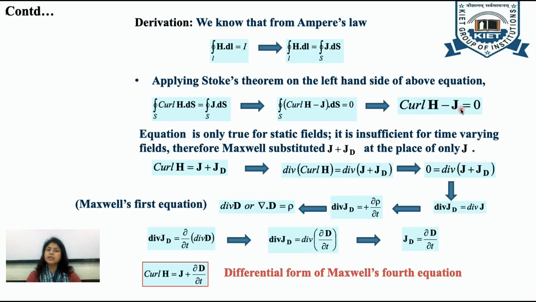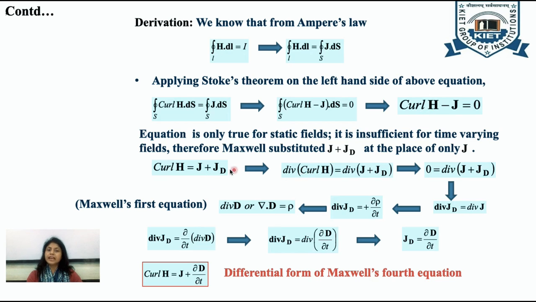But this equation is true for static fields only. It is insufficient for time varying fields. Therefore, Maxwell substituted J plus J_D instead of J. Then this equation can be written, according to Maxwell, as curl of H is equal to J plus J_D instead of J.